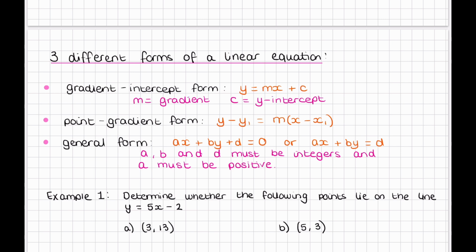I prefer this form because you only need the gradient and 1 point, and then you can rearrange the other 2 forms really easily. Then the last one is the general form, which is ax plus by plus d equals 0, or can sometimes be seen as ax plus by equals d. Now in this form, a, b and d must be integers, and the majority of the time the a value must also be positive. So we have a lot of examples just to show lots of different things with the different forms of linear equations and gradients, parallel, perpendicular lines, etc.